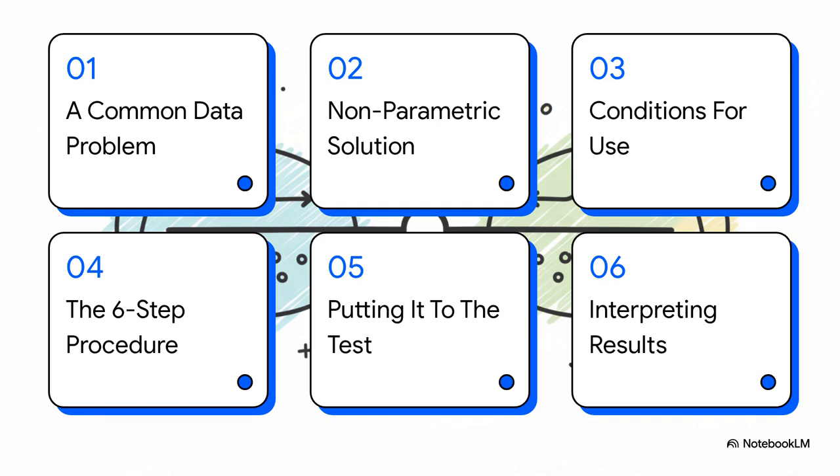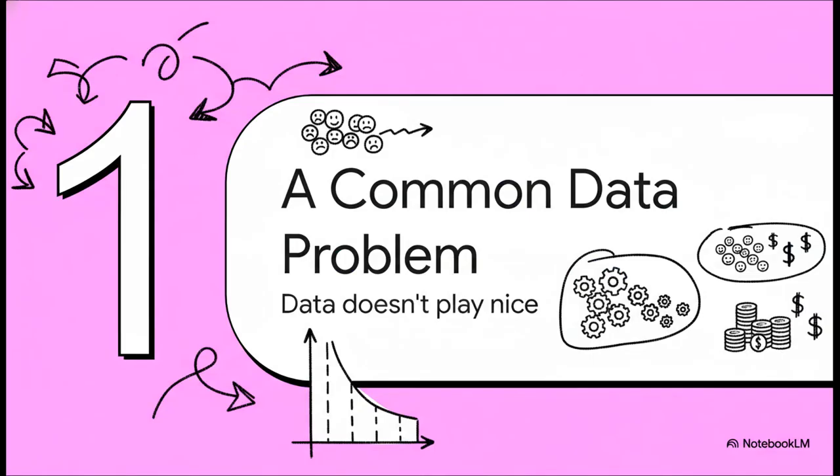So here's how we're going to break this down, consultant style, totally MECE. First, we'll nail down the exact problem we're trying to solve. Then, we'll introduce the tool itself, our non-parametric solution. We'll cover the rules of the road for using it, and then I'll walk you through the exact 6-step process. We'll even run through a real-world example, and then we'll get to the most important part, how to turn that statistical result into a smart business insight. Let's get started.